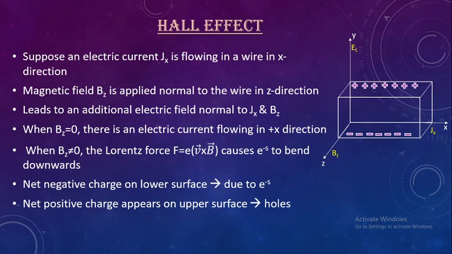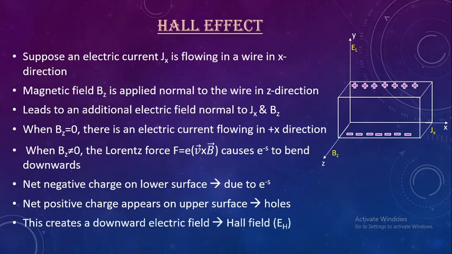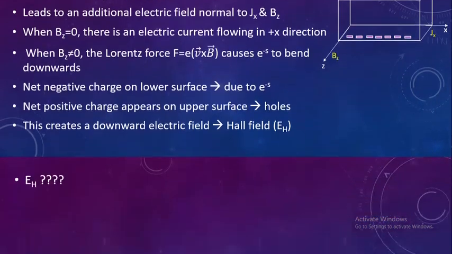And this combination of positive and negative surface charges create a downward electric field, which is called as Hall field, denoted as EH. So that will be along the negative Y direction, and this is due to the surface charges accumulated on lower and upper surface of the wire due to the application of magnetic field. Then let us see what actually is the value of EH, which is nothing but Hall field.